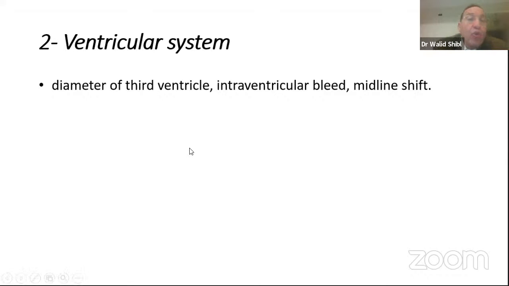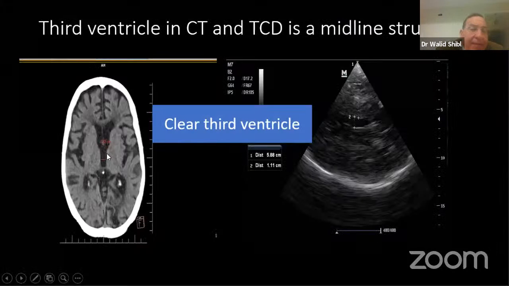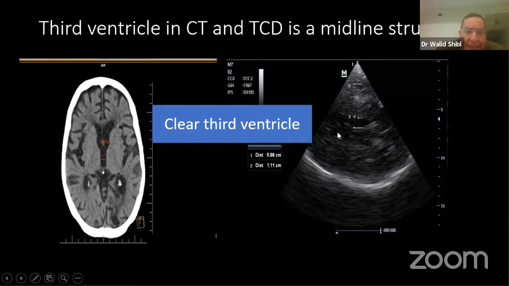Number 2, you will look for the ventricular system. You can assess the diameter to diagnose hydrocephalus and intraventricular bleed, as you just said, and midline shift. This is the view of the 3rd ventricle in the CT, and this is the 3rd ventricle in the brain ultrasound. It's correlated with the CT, and you can measure the size and diameter here, and it's correlated well with CT, and you can diagnose hydrocephalus by measuring the third ventricle. This is B mode.